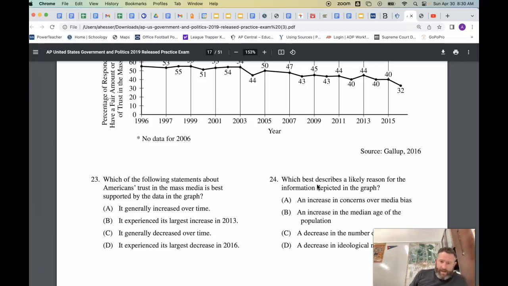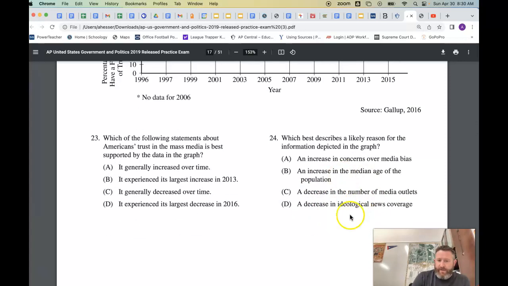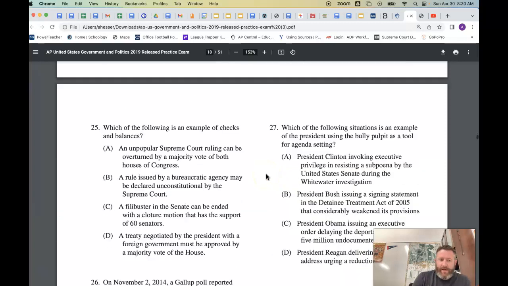Which best describes a likely reason for the information depicted in the graph? An increase in concerns over media bias. They like to ask about that. These others are a decrease in ideological news coverage. No, it would be an increase if that were true. So the best answer is definitely A.